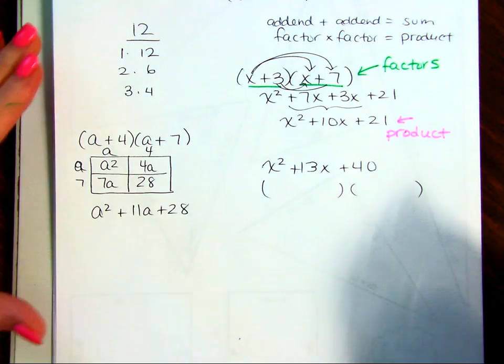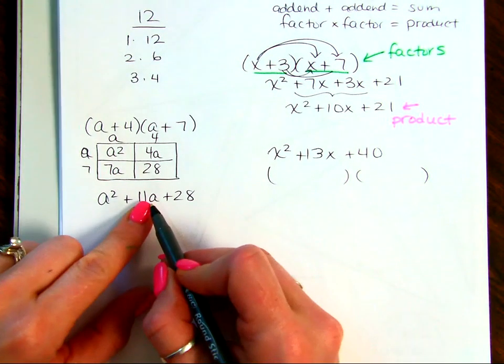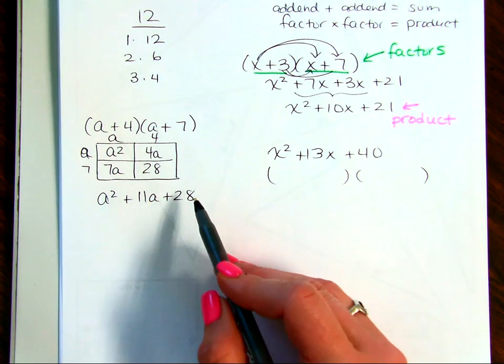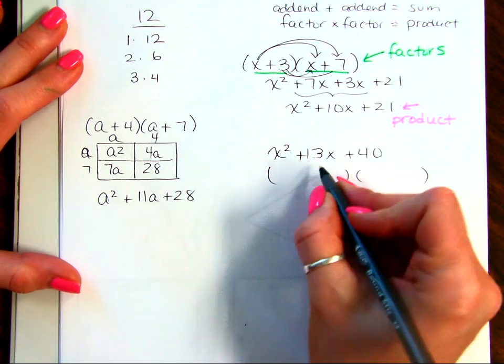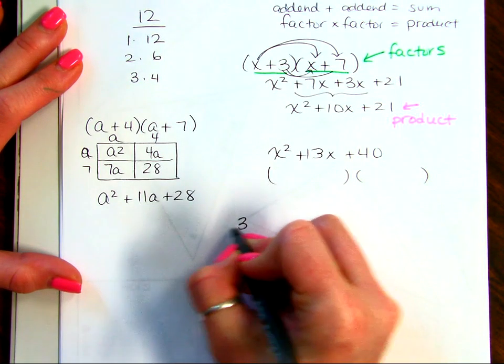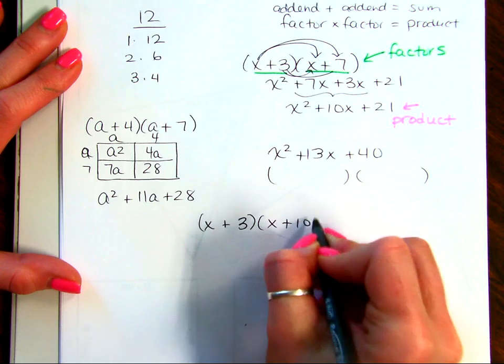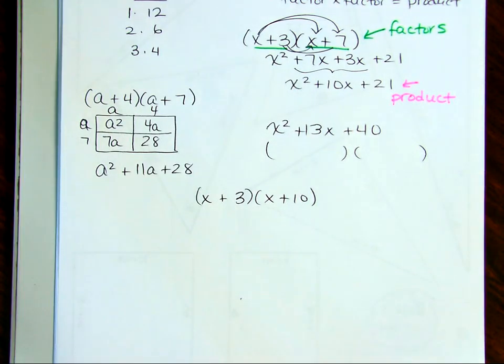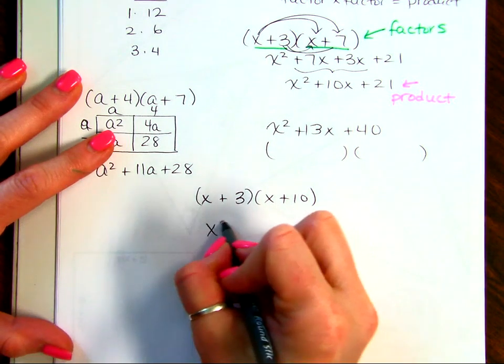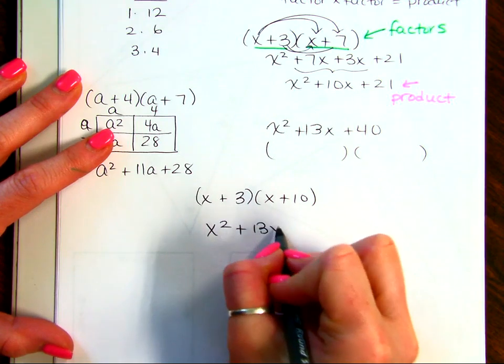Okay? So how did you realize? So then how did you come up with 11? And how did you come up with 28? What would you know? Like if I did x plus 3, x plus 10, what do you think that answer would be? Without showing anywhere. X squared plus 13x plus 30. Good, okay?